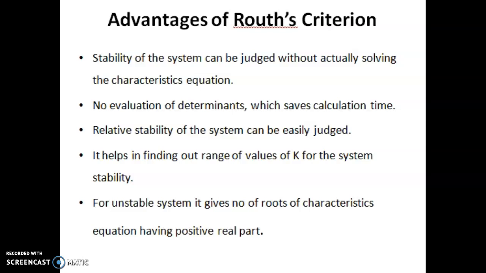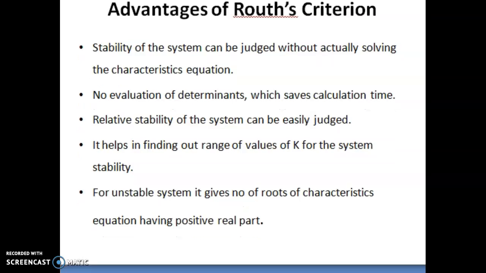It helps in finding the range of values of k for which the system is stable. If k is positive, then the system is stable. If k is negative, then the system is unstable. From that we will come to know. For an unstable system, it gives the number of roots of the characteristic equation in the positive real part. If you are getting roots in the positive real part, it means the system is unstable. So by seeing that, we come to know the stability of the system.